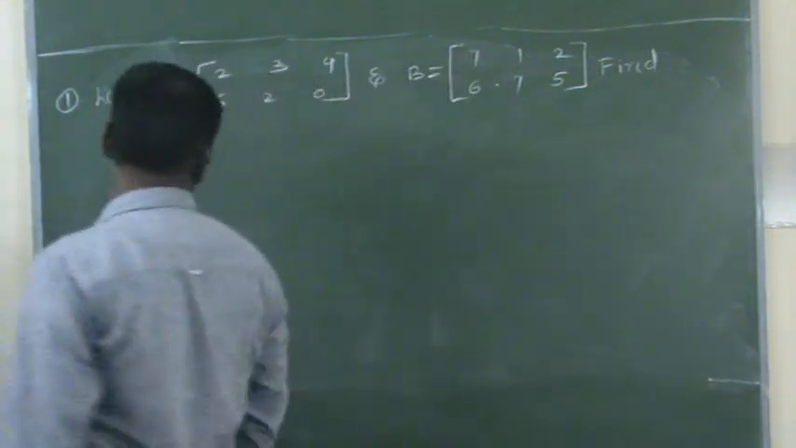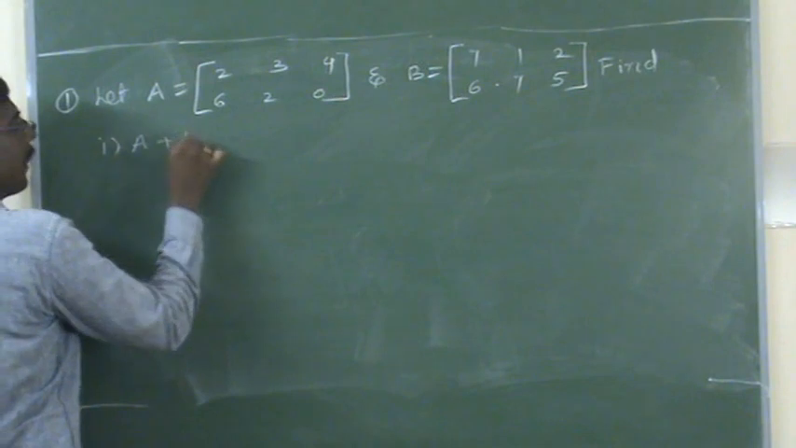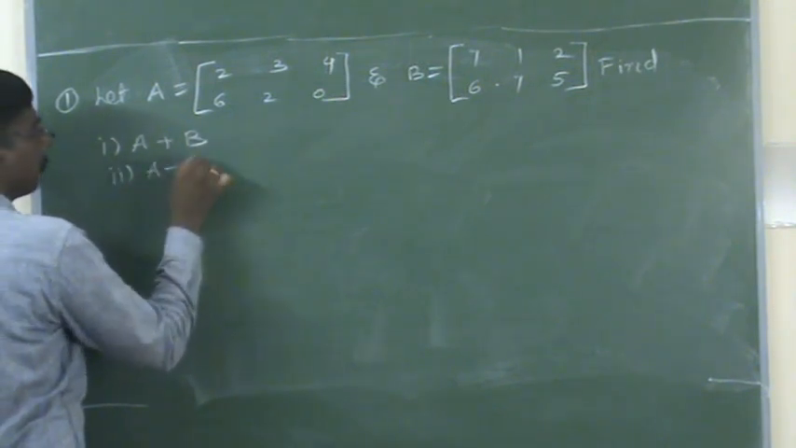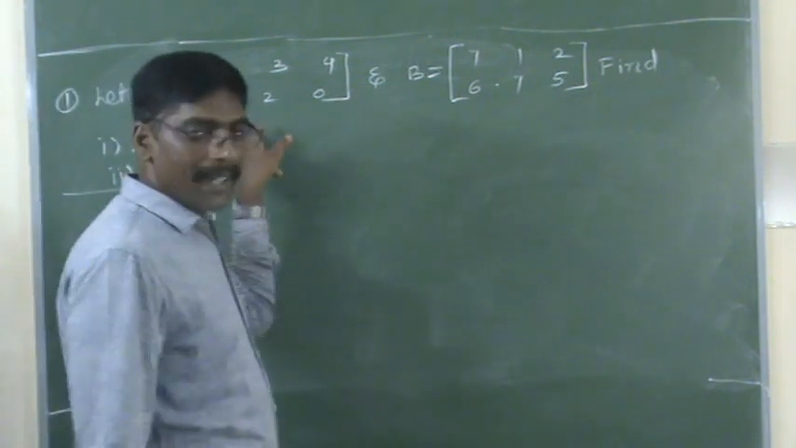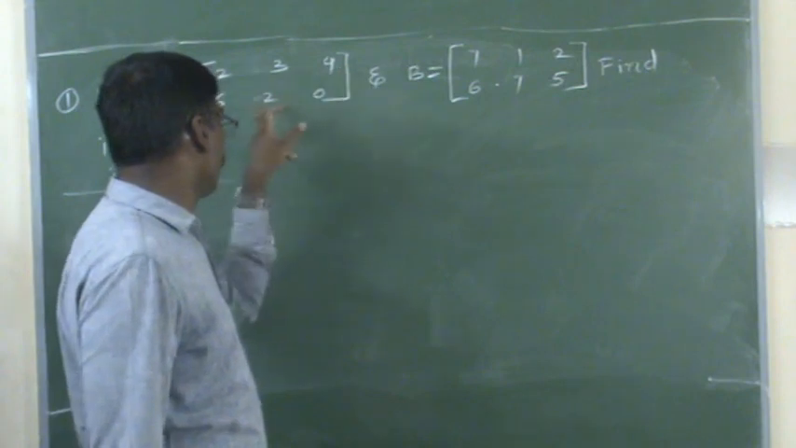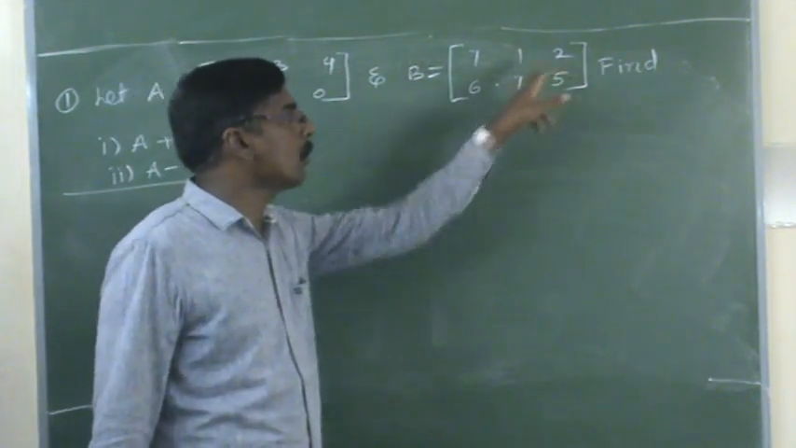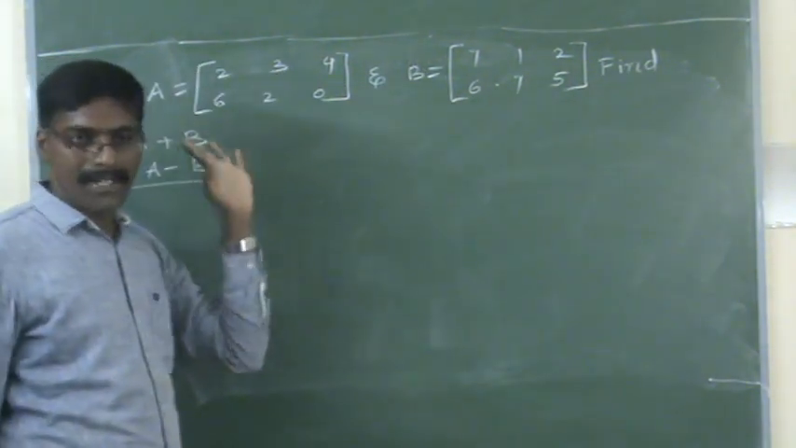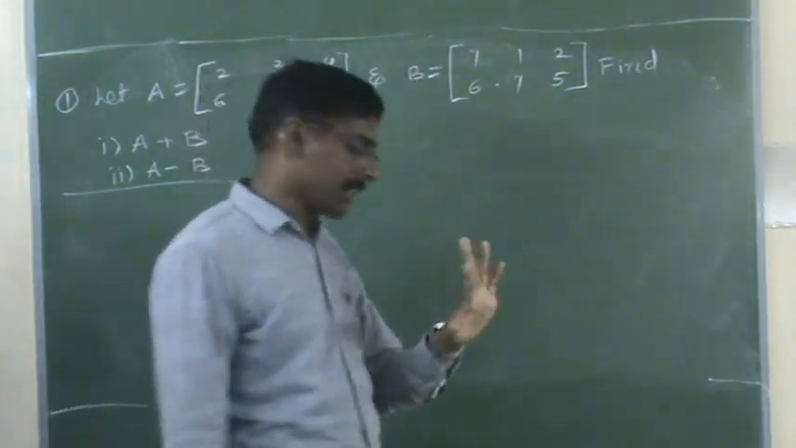Here we are covering addition and subtraction both. First example problem, A plus B. Second example problem, A minus B. Both. Matrix A is 2, 3, 4, 6, 2, 0. Matrix B is 7, 1, 2, 6, 7, 5. Find A plus B and A minus B. Then how to add the two matrices and how to subtract the two matrices, we are discussing here.